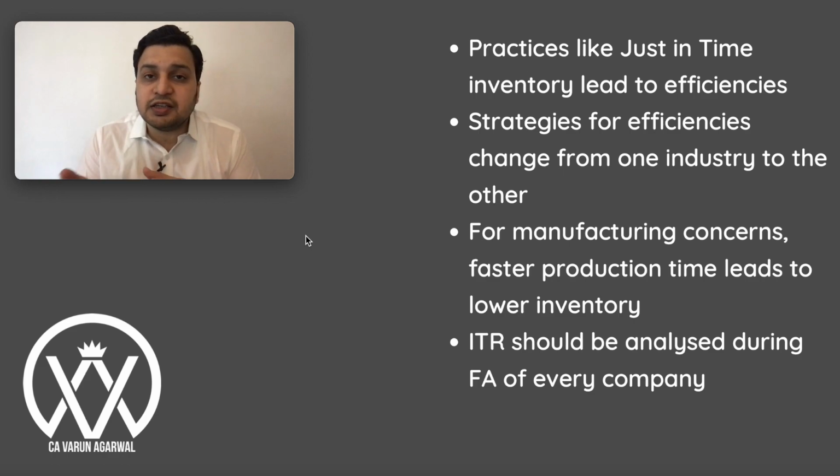So this increases the working capital requirement of the company. For manufacturing concerns, how efficiently they manage the manufacturing process and cut down their manufacturing time decides how much working capital is involved in their business. During fundamental analysis also, a lot of times we don't look at the inventory turnover ratio, but it is important from a fundamental analysis point of view also.